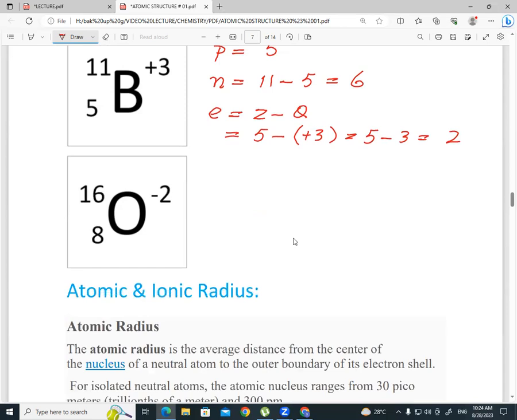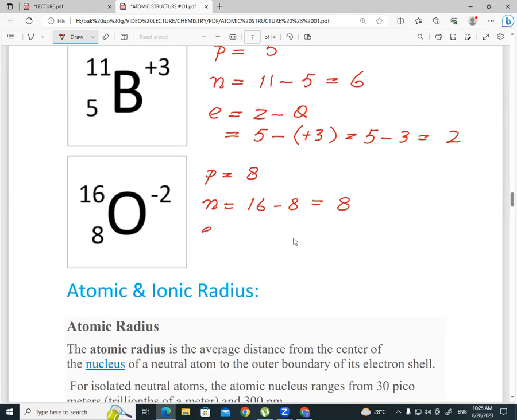Next one, in the case of oxide ions, here again the atomic number is 8, so it means that its number of protons is 8. The mass number is 16, so we can calculate the number of neutrons by subtracting the atomic number from the mass number. So the mass number is 16, the atomic number is 8, so the number of neutrons we get is 8.